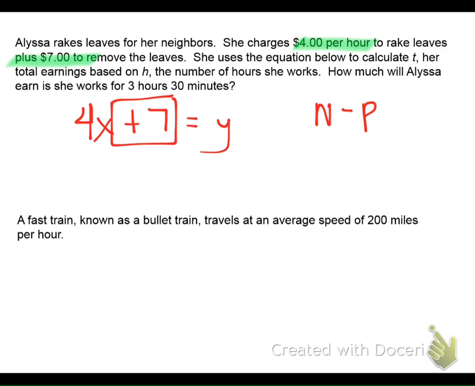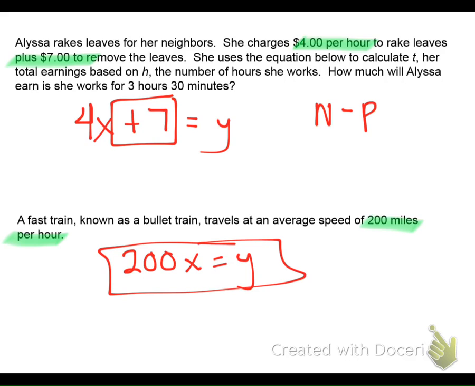If I take a look at the one below, we say a fast train known as a bullet train travels at an average speed of 200 miles per hour, and that's it. So if I was going to write this equation, I have 200 miles per hour, where x is hours. This is a proportional equation or scenario because there's no constant. All I have is that multiplication.